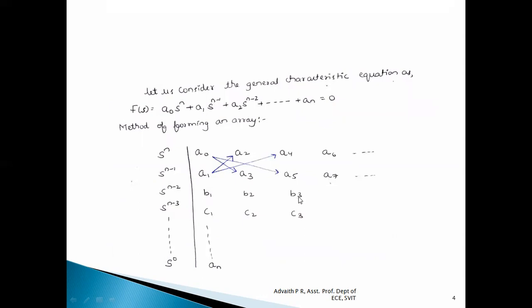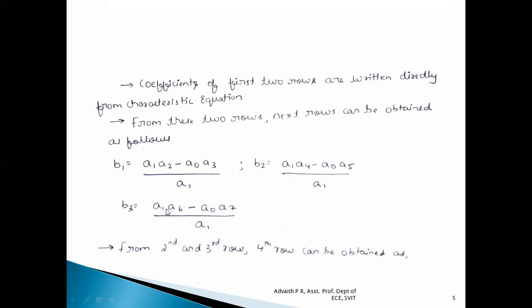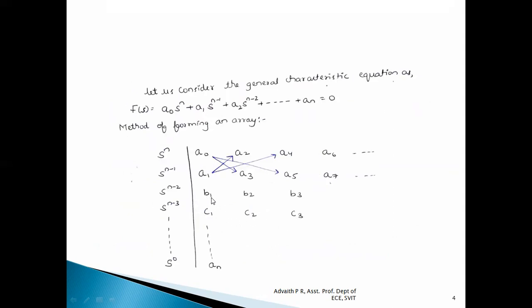Similarly, to find B3, A1 multiplied by A6 minus A0 multiplied by A7, divided by A1. So like that, we'll be filling the values of the third row.